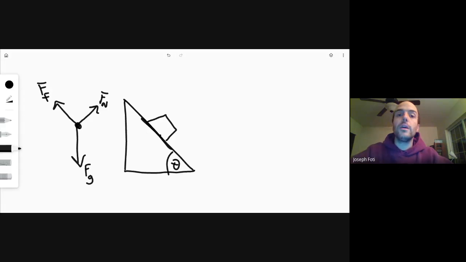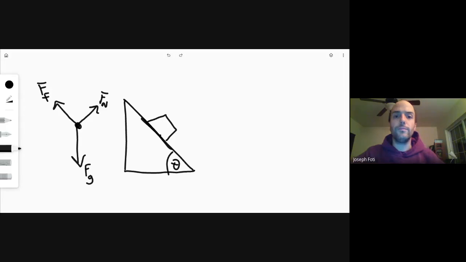Good. Now, here's one quick thing to realize before we move on to the next step. Normal force is perpendicular to the surface. The force of friction is along the surface. So if the force of friction is along the surface and the normal force is perpendicular to the surface, that means those two vectors are perpendicular to each other. So that's a 90-degree angle right there. Great. So now, what's step two?